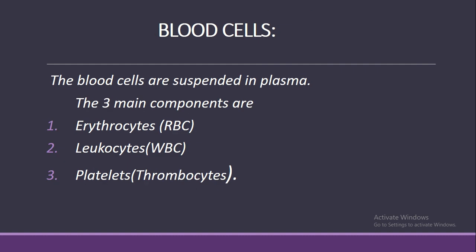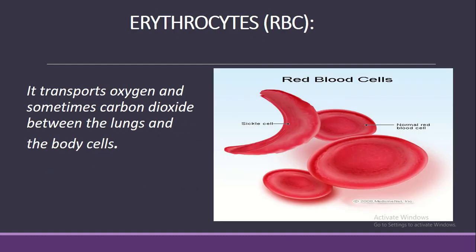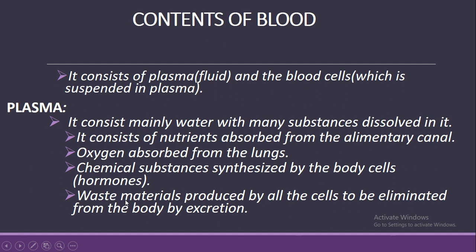And the waste materials. The waste materials produced by all the cells are to be eliminated from the body by excretion, like urine. I already told you, excretion for urine, or through motion, whatever waste materials you have, it is being present in the plasma.